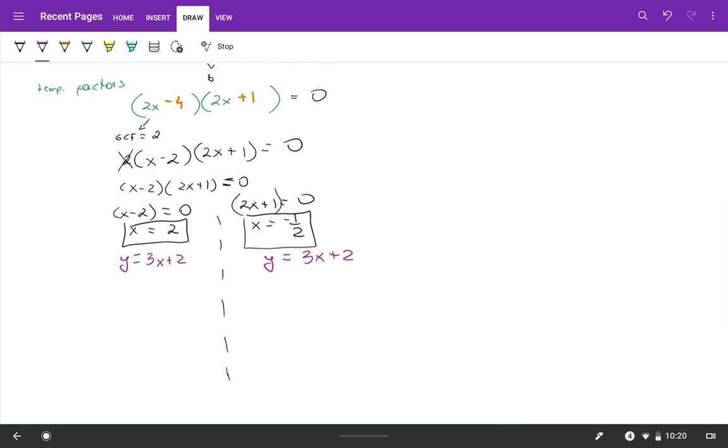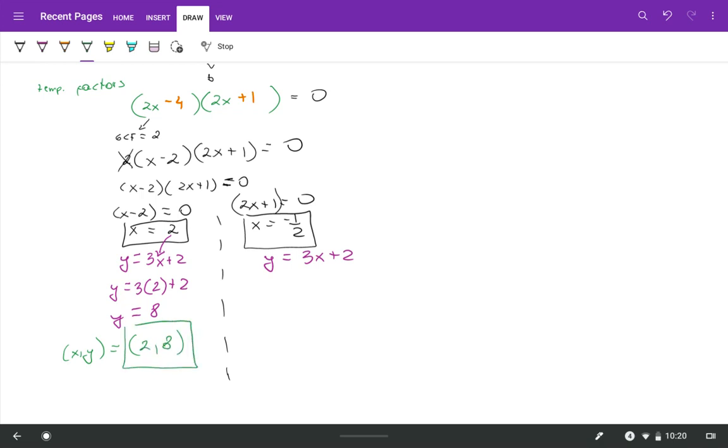So here we'll have y equal, replace x with 2. So we have 3 times 2 plus 2. We're having y equal to 6 plus 2, which is 8. So the first solution will be the point x comma y, which is 2 comma 8. So that's the first solution.